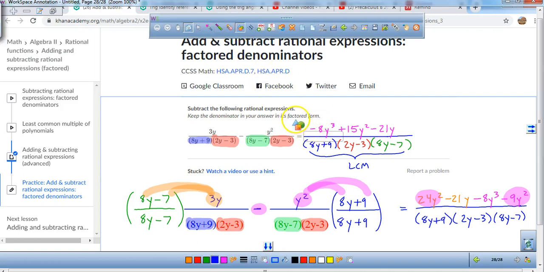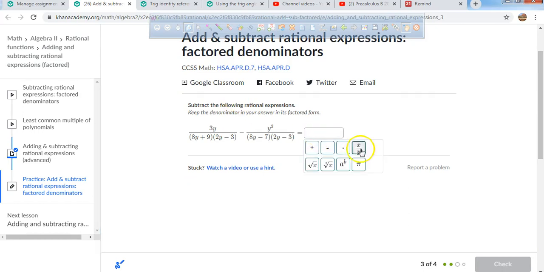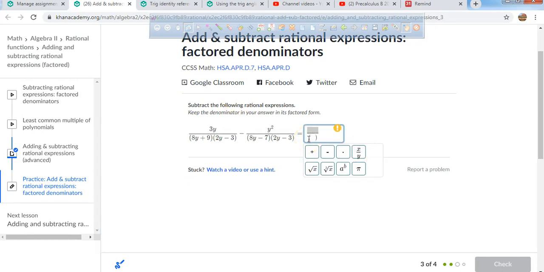And so this is what I'm going to carefully type into Khan Academy. Make sure I have everything nice and neat and have those factors. Remember, it says keep the denominator in its factored form. If you're doing the packet, make sure you keep it in factored form. Okay? Alright, here we go. Make a fraction. I'm going to go ahead and build my denominator since it's right there. 8y plus 9, 2y minus 3. And the last one was 8y minus 7.